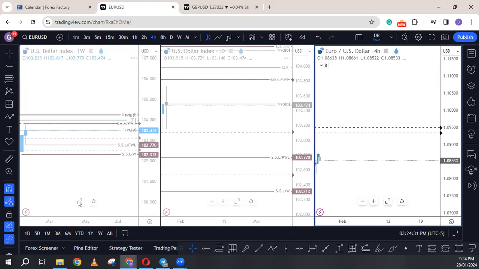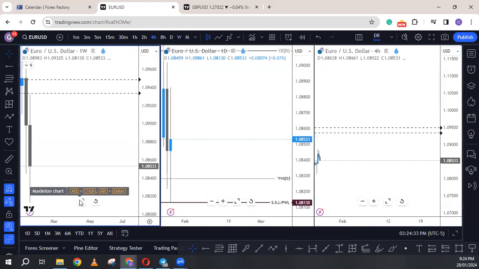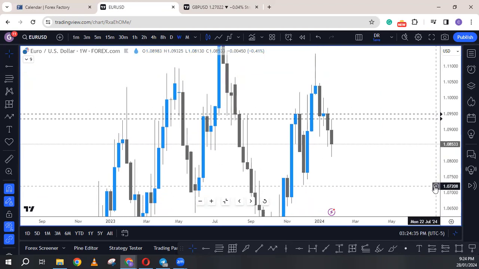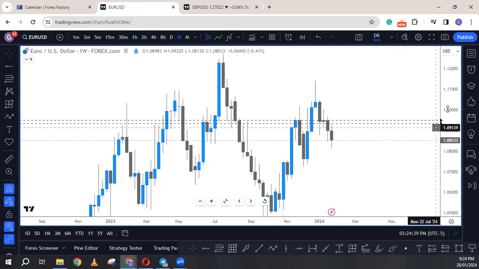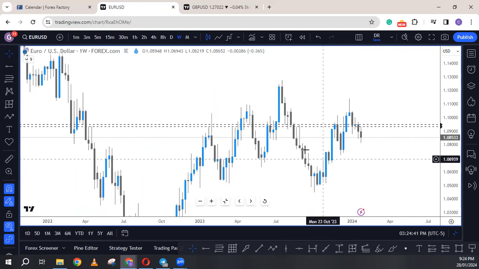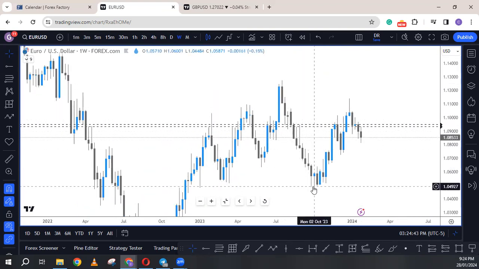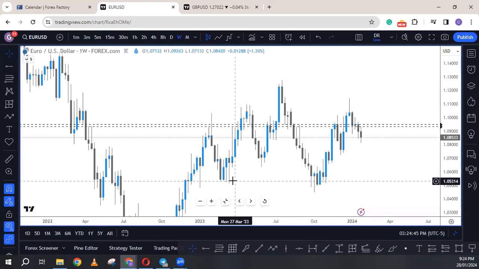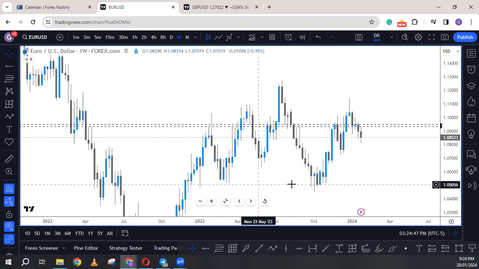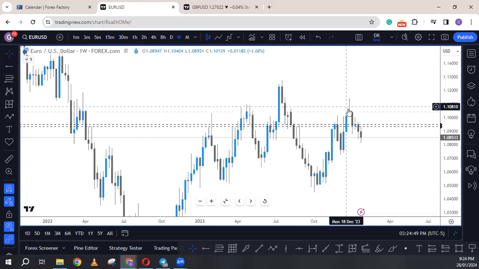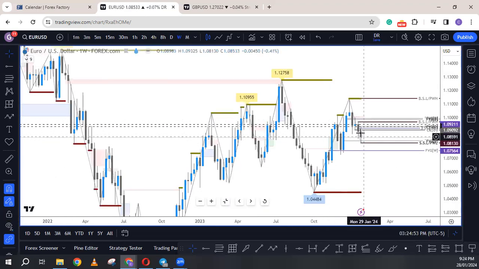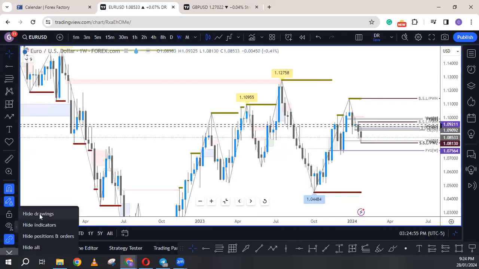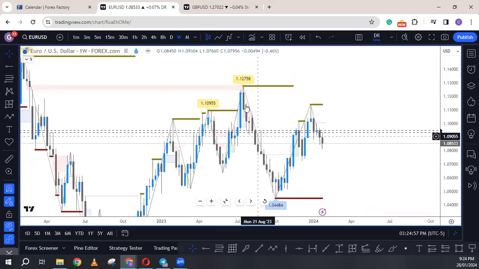So if we look at the Euro USD from the weekly, if we have a bullish US dollar index on the weekly, we're going to have a bearish Euro USD on the weekly. As you can see, this is the impulse that broke this low and this low. This is the retracement. So if we look at it now, price is slightly tilting downwards. Let me hide my drawings. You can see it. This is like the retracement.